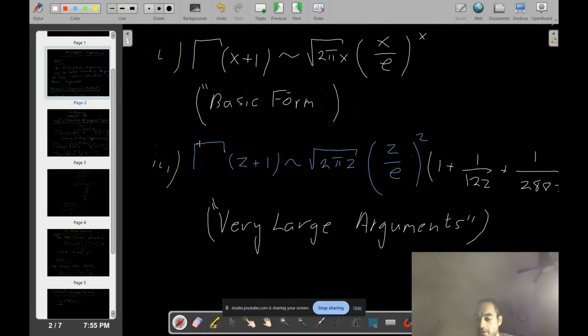Now we're talking about asymptotic expansions of beta and gamma functions.